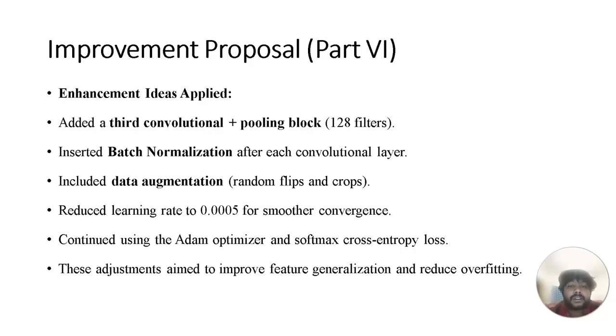Basically, first I added a third convolutional and pooling block with 128 filters. Giving the network more filters helps it capture deeper and more detailed features, things like complex structures, complex textures, color gradients and edges, which may appear in real-world images.